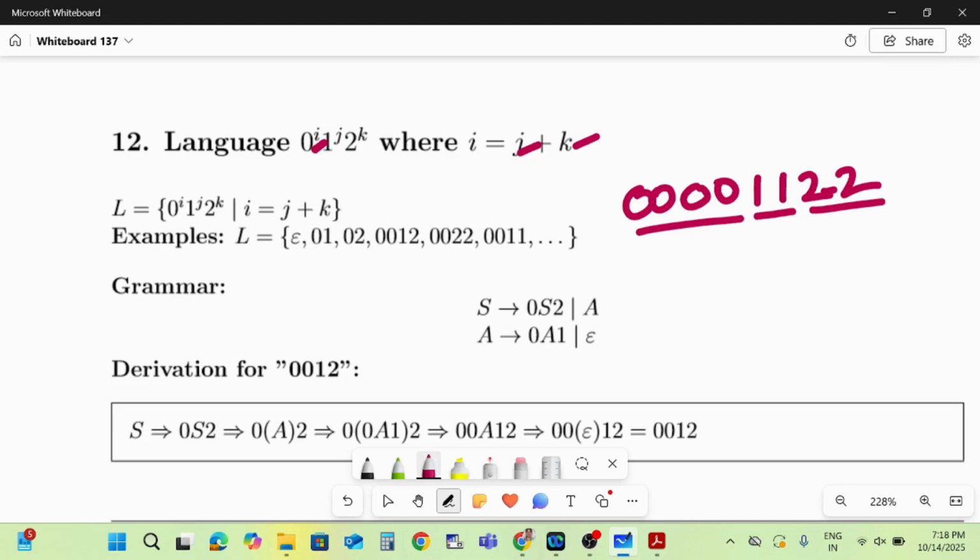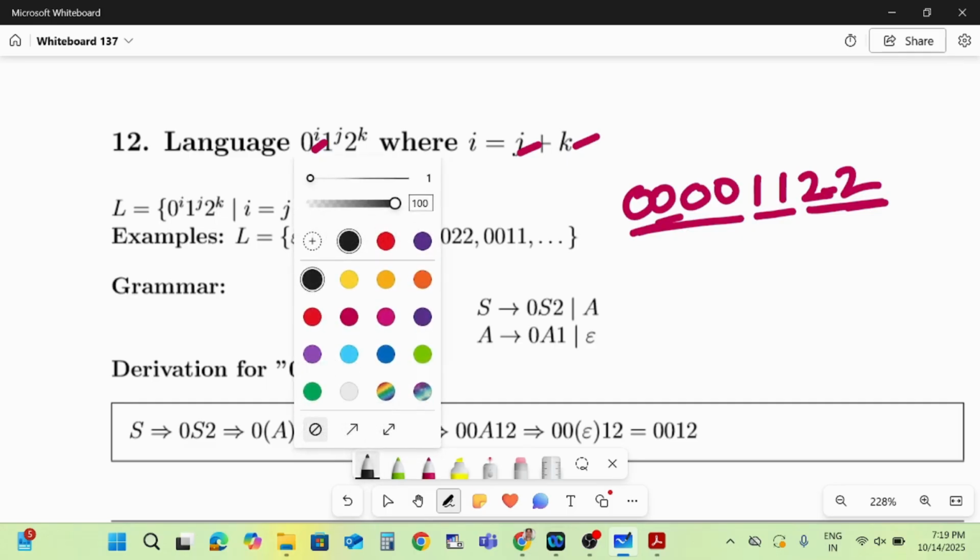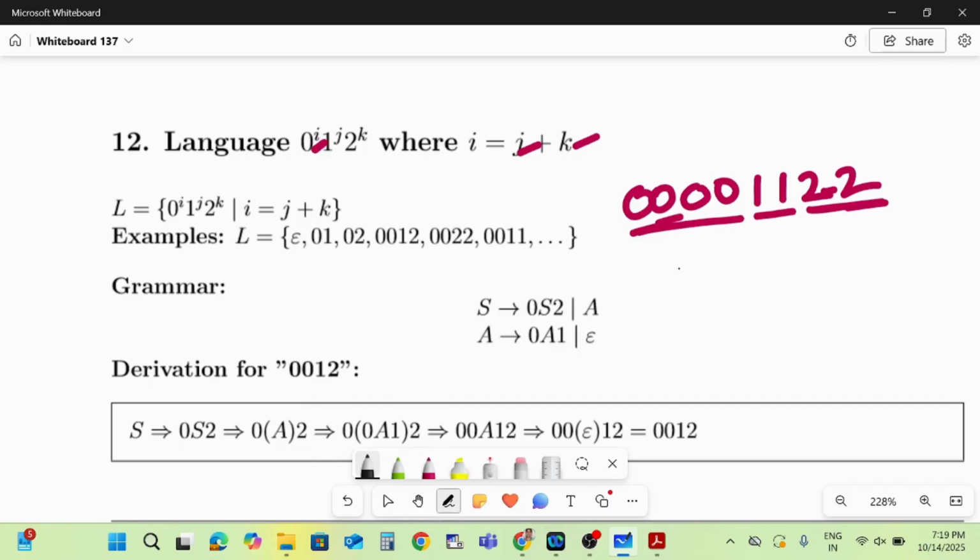So how we should be able to generate this is, the 0 should be associated with 2. However many 0s come, that many 2s should also come. And then it is S tends to 0S2, and A tends to 0A1. So we will take a grammar and see how we can validate this.